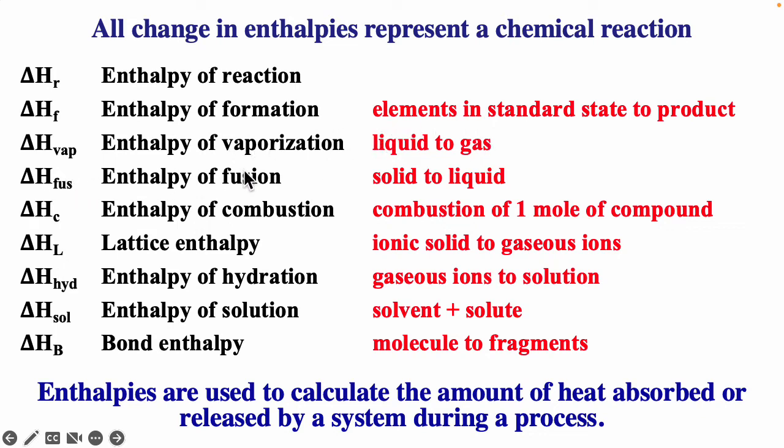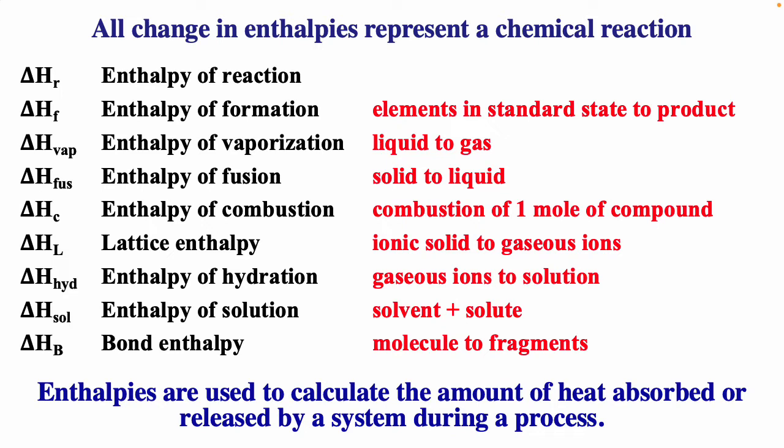FUS, enthalpy of fusion, you're going from a solid to a liquid. C, enthalpy of combustion, so a combustion of 1 mole of a compound in oxygen. L is the lattice enthalpy, you're going from ionic solids to the gaseous ions. HYD is hydration, you're going from gaseous ions to aqueous ions. SOL, enthalpy of solution, solvent plus solute gives you the solution. And B is the bond enthalpy, you're going from a molecule to fragments where you're breaking a single chemical bond.